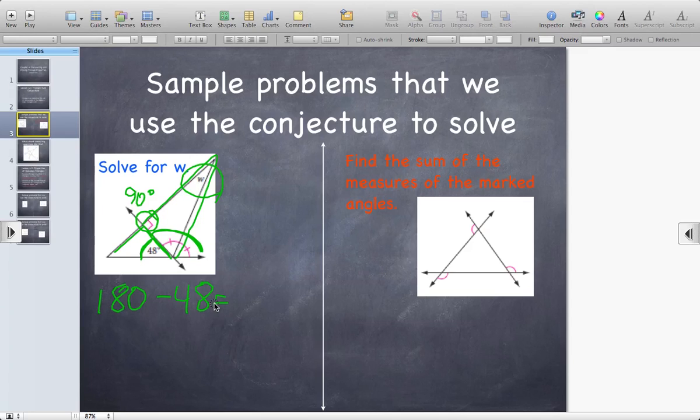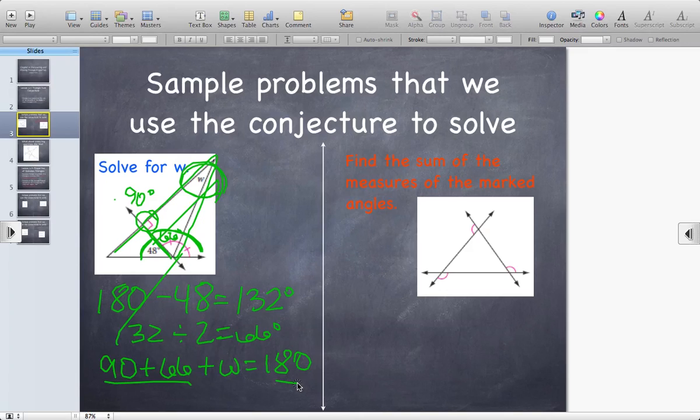So 180 minus 48 would be 132 degrees. And then because that's being split evenly between two congruent angles, 132 divided by 2 is 66 degrees. So the measure of that angle is 66 degrees. And that's good for us to know because now I have the two angles I need in order to find the third. So algebraically, what this looks like is I can say 90 degrees plus 66 degrees plus W is equal to 180. So add the two angles we know and subtract from 180.